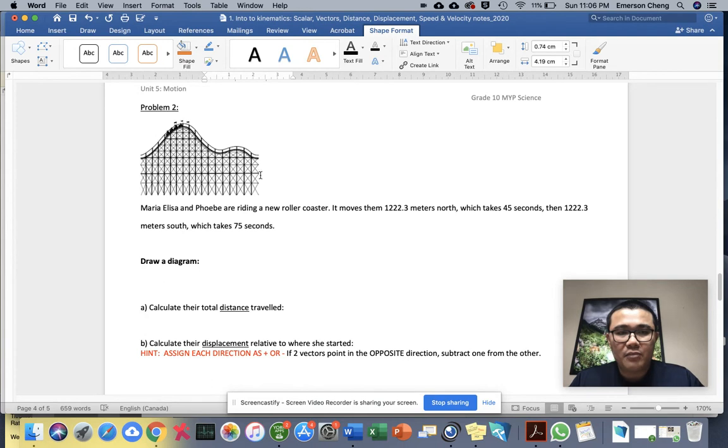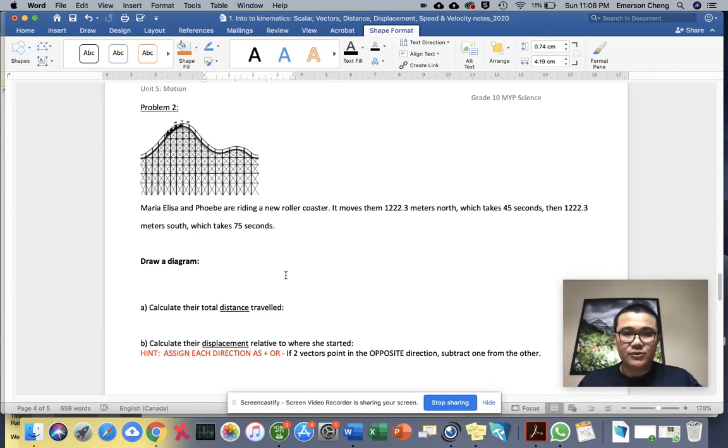Now, problem number two. Maria, Alyssa, and Phoebe are riding a new roller coaster that moved them 122.3 meters north, which took 45 seconds, and then 122.3 meters south, which took 75 seconds. So draw a diagram.